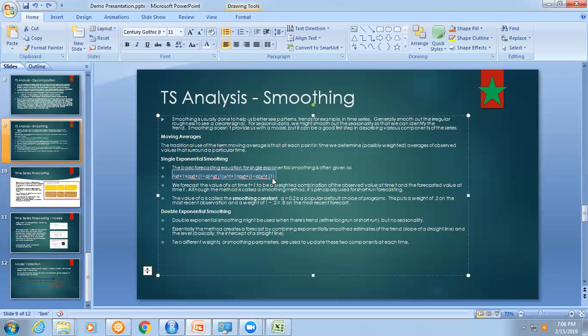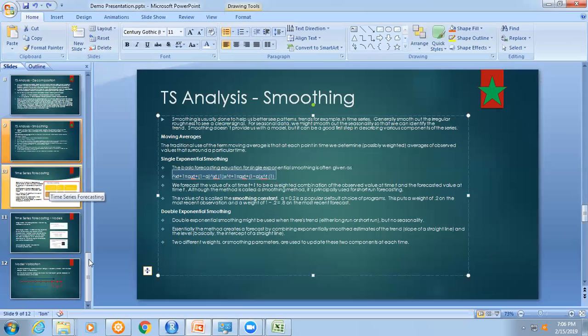Double exponential smoothing can also be used when there is trend but no seasonality. Essentially, the method creates a forecast by combining exponentially smoothed estimates of the trend and the level. So two different weights or smoothing parameters are used to update these two components each time. In the earlier case, we were only using alpha and then exponentially reducing it. In double exponential smoothing, we use two different factors, one for the trend and the other for the level, because there is no seasonality. The way we tweak these factors is what gives us the smoothing effect. That only comes with experience, but we're only introducing you to all this stuff.